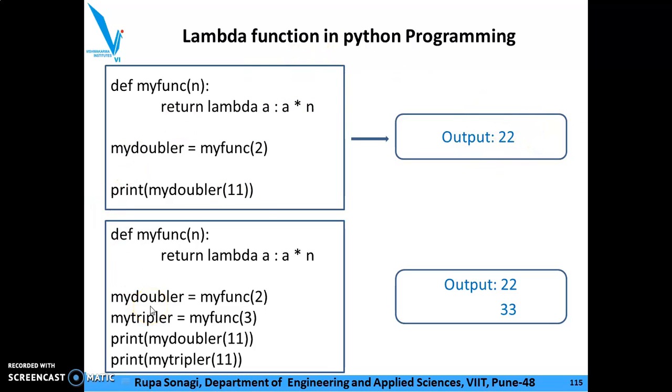Similarly, we can have any number of functions. So def my function is defined in the same way as above. If I want to execute my doubler as my function of 2, or the doubler, and my tripler as my function of 3, and I want the output for this function with argument 11, then it performs 11 into 2, 22. And when I pass the value 11 for the tripler, it performs 11 into 3. So the result is 33.